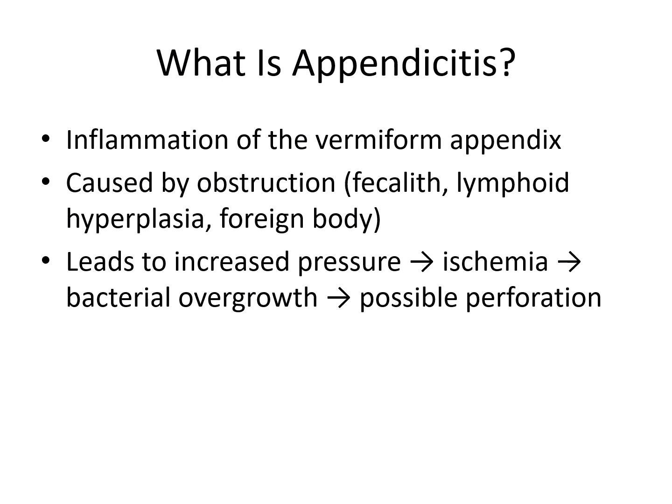So, what is appendicitis? Appendicitis is inflammation of the vermiform appendix, and that is often due to obstruction by a fecalith, lymphoid hyperplasia, or foreign body. And so obstruction leads to increased intraluminal pressure, bacterial overgrowth, ischemia, and possible perforation. Appendicitis is most common in adolescents and young adults.